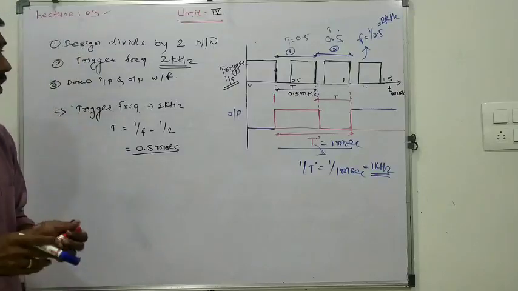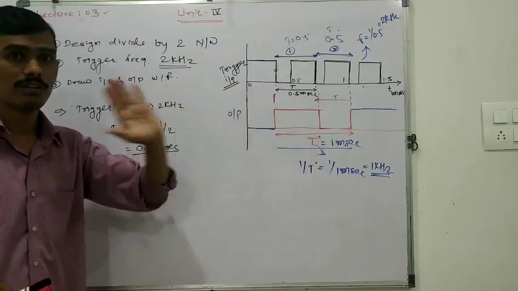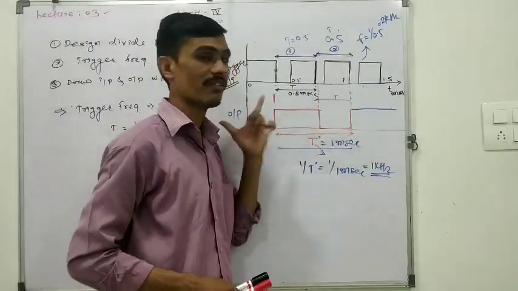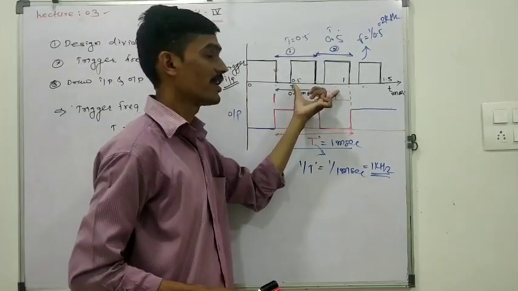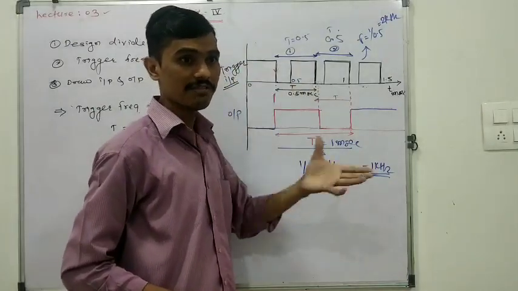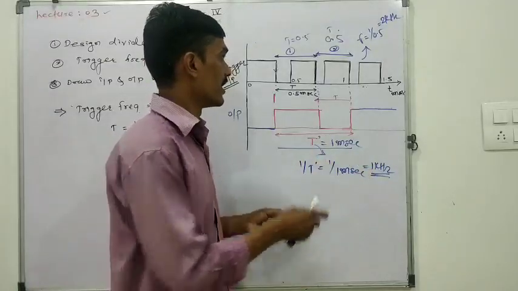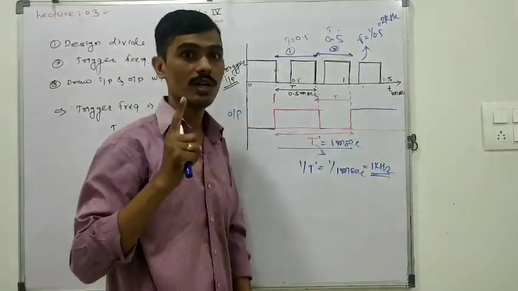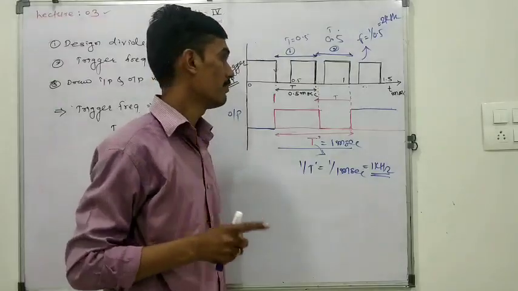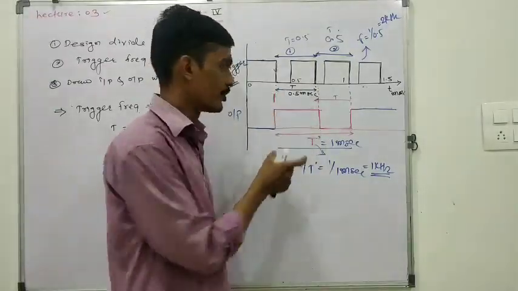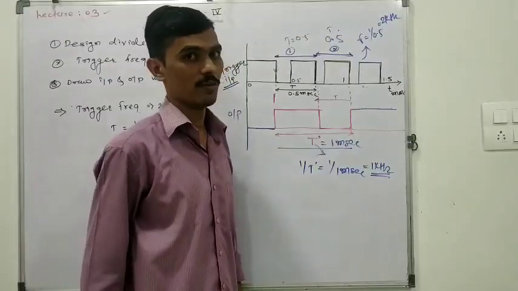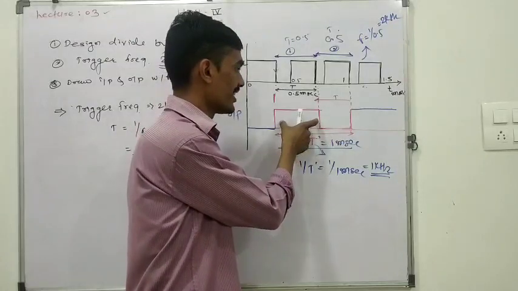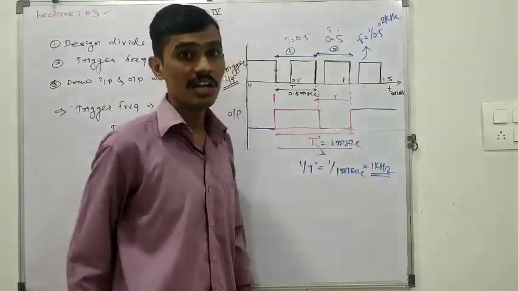So this point must be clear to you: how this divide by 2 network will give the output in a single wave for the 2 input triggering pulses. Similarly, if there is a divide by 3 problem, we have to take the 3 T state, and for that 3 T state we have to generate only a single T state. But the point to remember is up to what period we have to take the positive pulse and up to what period we have to take the negative pulse. That we will discuss when we solve the problem. At that time we will discuss how we are going to decide the positive pulse width and the negative pulse width.